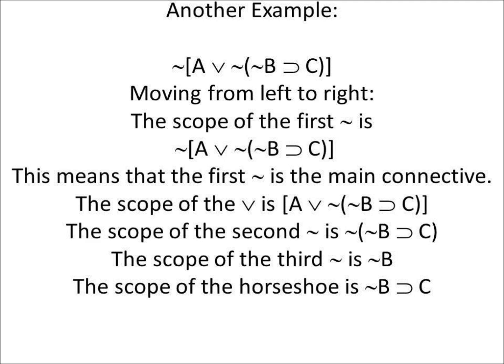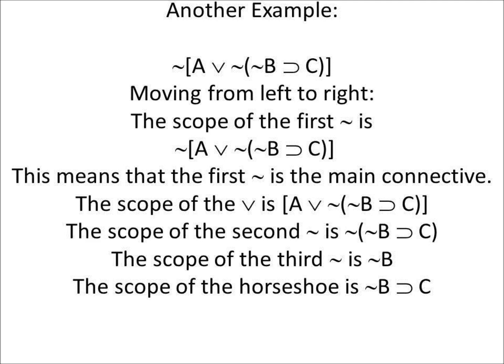So the wiggle is the connective with the largest scope and is therefore the main connective. The scope of the wedge is A or wiggle, parentheses, wiggle B, horseshoe C, close parentheses. And actually, I do not need the brackets there, and I should not have had the brackets there. But I'm not going to do this over again.